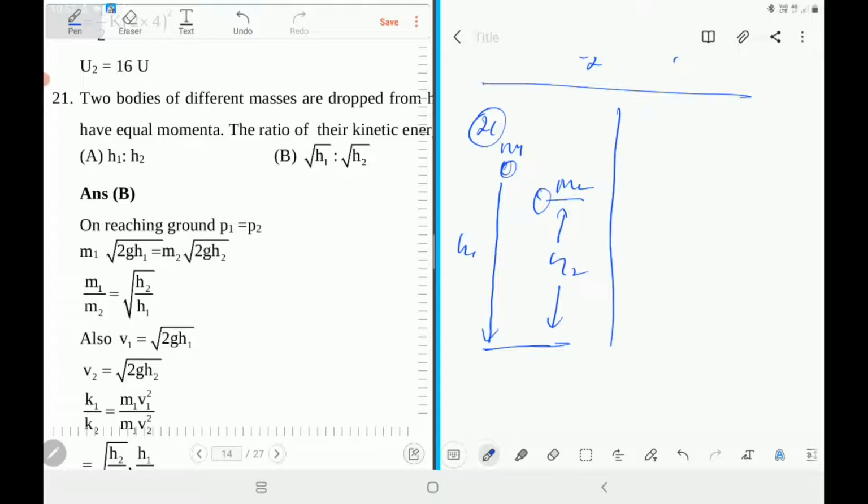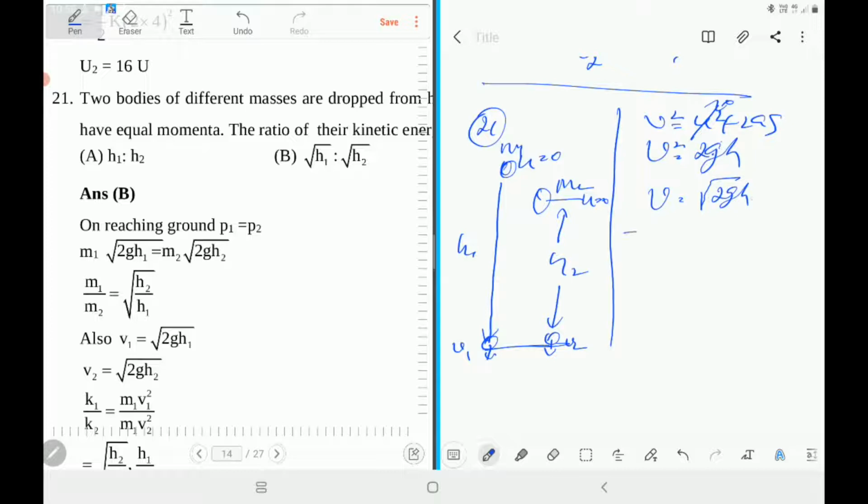Initial velocity is 0 for both because they are dropped from the height. What's the final velocity while hitting the ground? Final velocity of the first is v1, of the second is v2. What is the expression? v squared equals u squared plus 2as. When initial velocity is 0, v squared is 2gh, with displacement h. That's why v is root of 2gh. Therefore, for mass m1, v1 is root 2gh1 and for mass m2, v2 is root 2gh2.